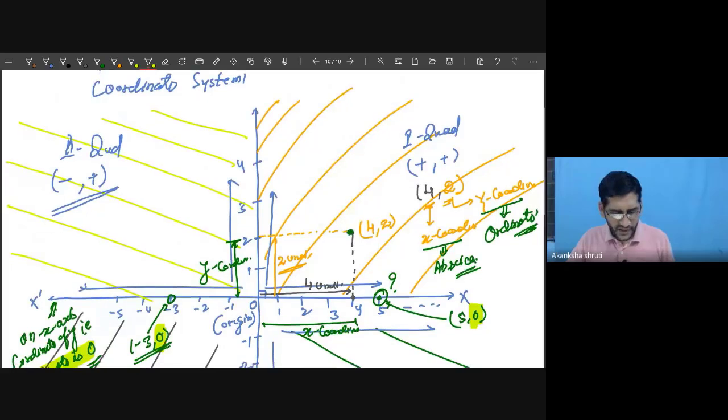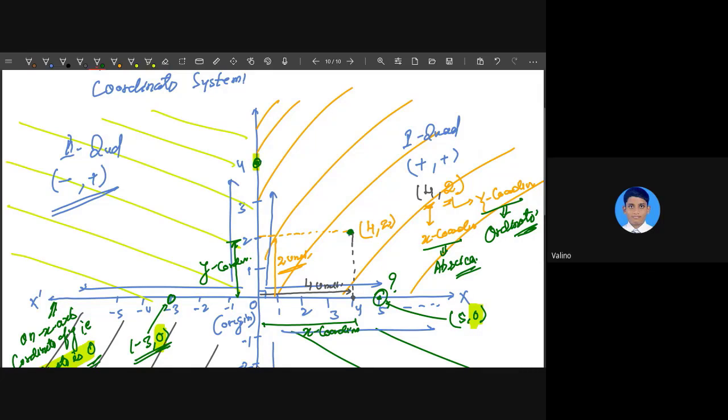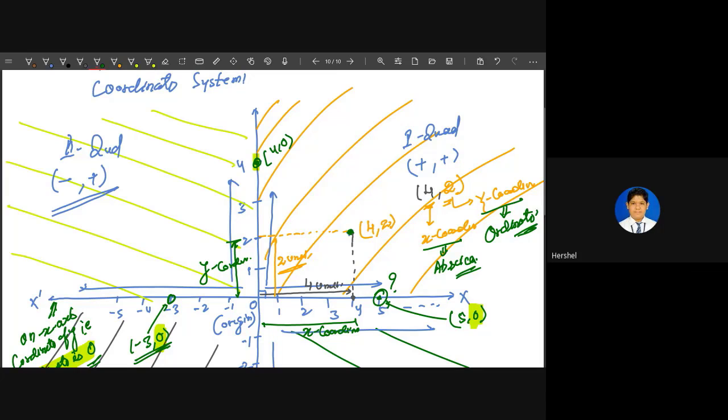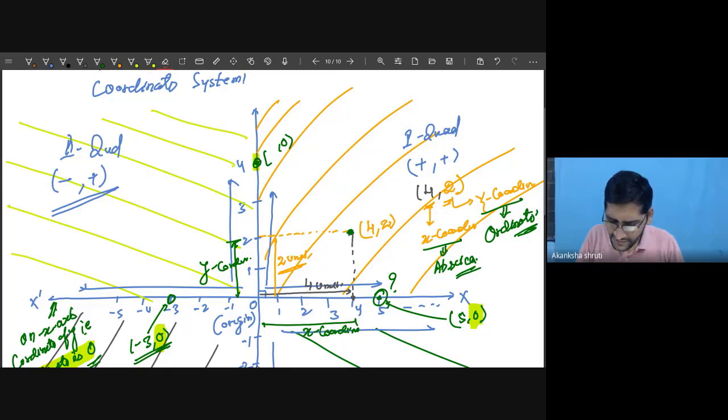Similarly, for any point on the y-axis, if we consider the point is like this, what will be the coordinate of this? 4, 0. Is it correct? No, sir. 0, 4. Then 0, 4. So it means first we are always writing its x coordinate.